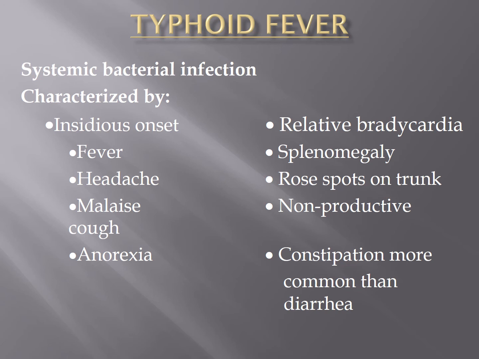Bradycardia, relative bradycardia, this is very characteristic of typhoid fever. Although the patient might have fever, still the patient develops bradycardia, not tachycardia. He might develop splenomegaly, rose spots on the trunk, non-productive cough, constipation, or diarrhea, either one of them.